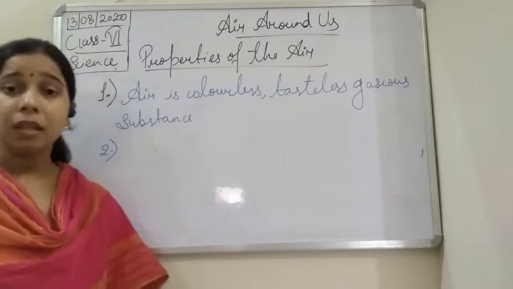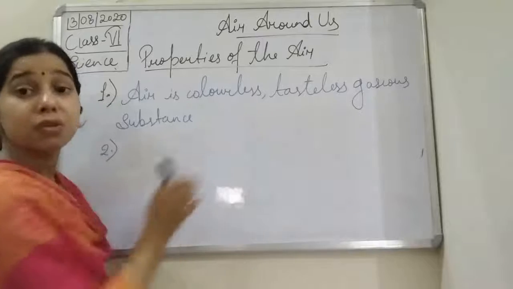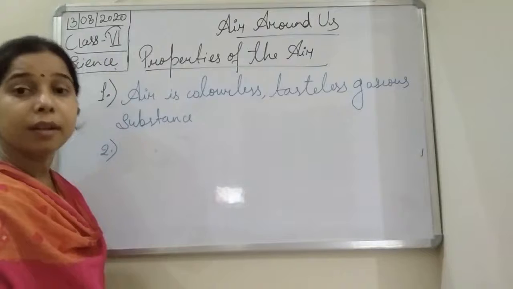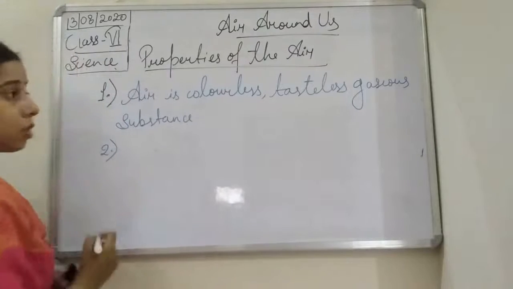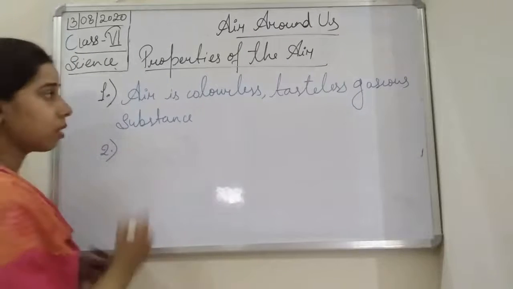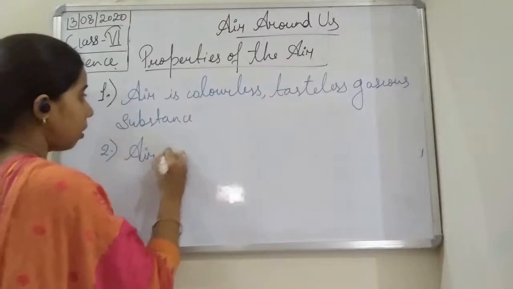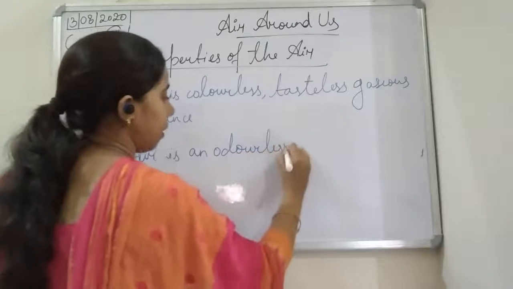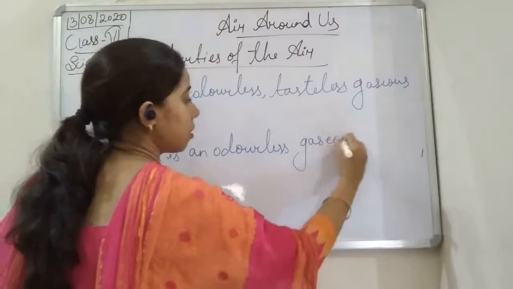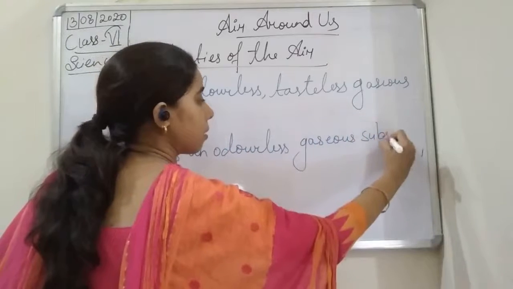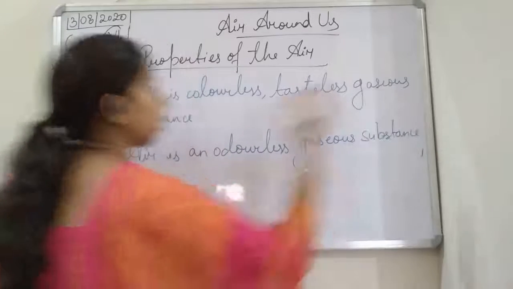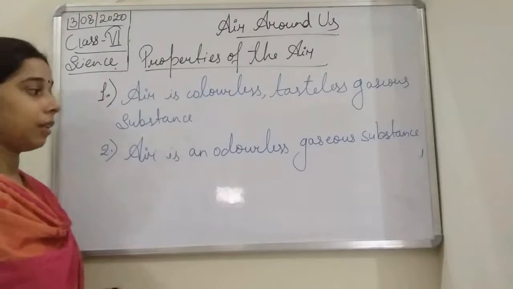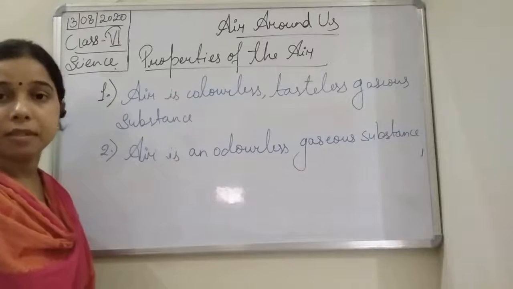So what does that mean? That it is not only colorless, not only tasteless, but it is also an odorless gaseous substance. Odor means smell, students. So air is an odorless gaseous substance. So it is tasteless, colorless, as well as an odorless gaseous substance.